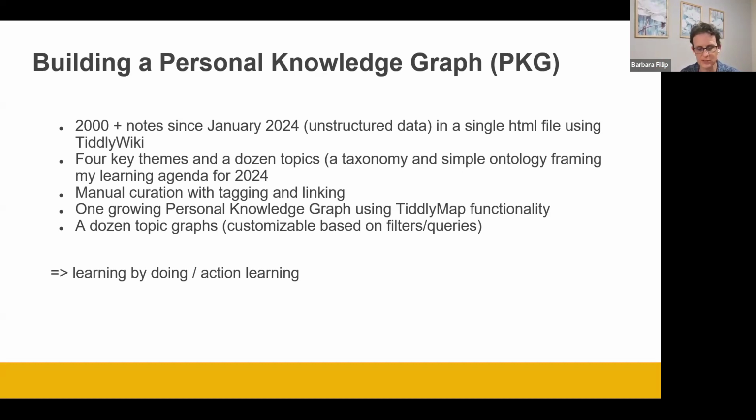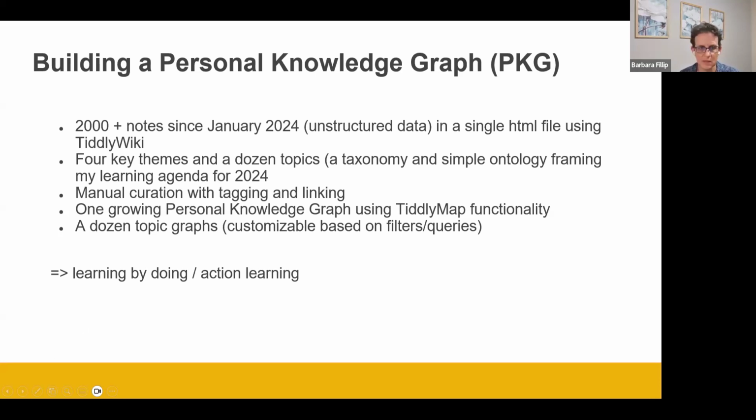There's a lot of manual curation that wouldn't happen if I used some more sophisticated technology, but the manual curation is helping me to learn how tagging and linking things within my system corresponds to more automated processes if I was using more sophisticated technology. So the result is one growing personal knowledge graph using some of what's called TiddlyMap functionality within a plugin within TiddlyWiki. And I've managed to do a dozen topic graphs.